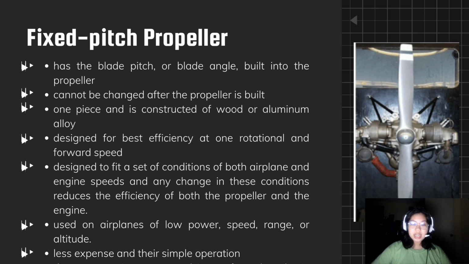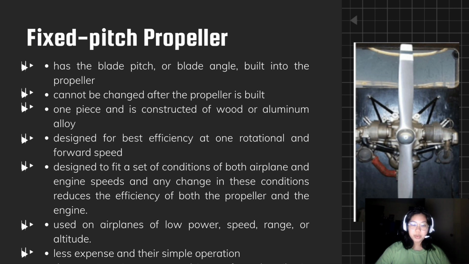It is important to know that a fixed pitch propeller is just one piece, as you can see here in the picture, and since there's only one pitch setting, the whole configuration is usually a two-blade propeller. This type of propeller is also generally made of aluminum alloy and wood.